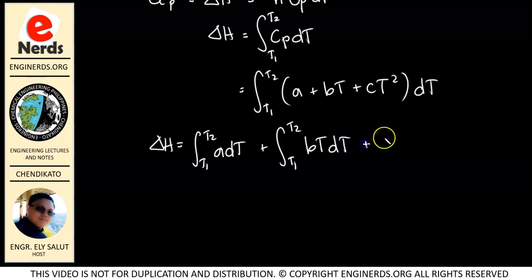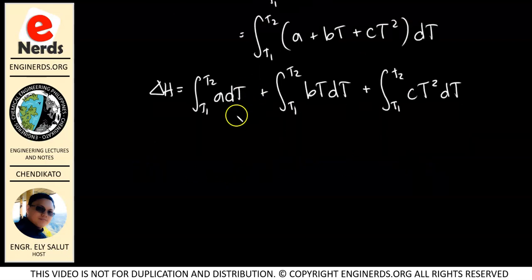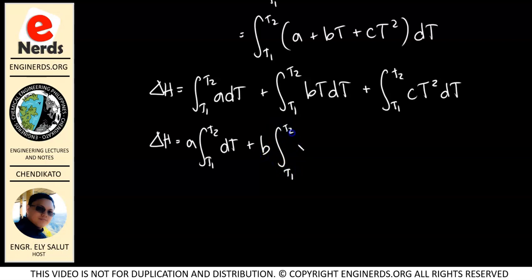Okay, then plus the integral from T1 to T2, we have C T squared dt. Our A, B, and C are all constant, so we could just take that out. Let me write that para hindi malito yung ating mga viewers. So we have A, the integral from T1 to T2 dt, then plus B, the integral from T1 to T2, we have T dt, then plus C, the integral from T1 to T2, we have T squared dt.